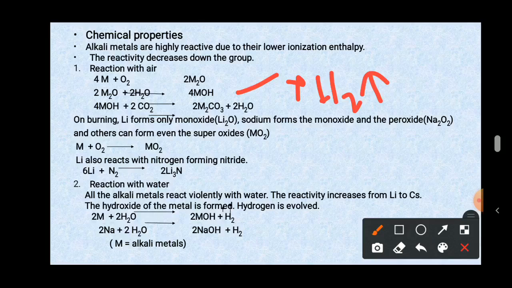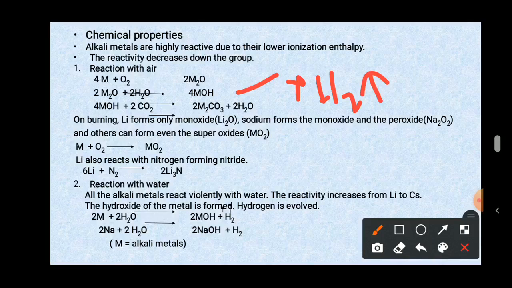So during evolution of hydrogen gas, a high amount of energy is released. So the reaction with moist air is a violent reaction. Explosion will take place. Alkali metals react violently with moist air. That's why alkali metals are preserved under kerosene.